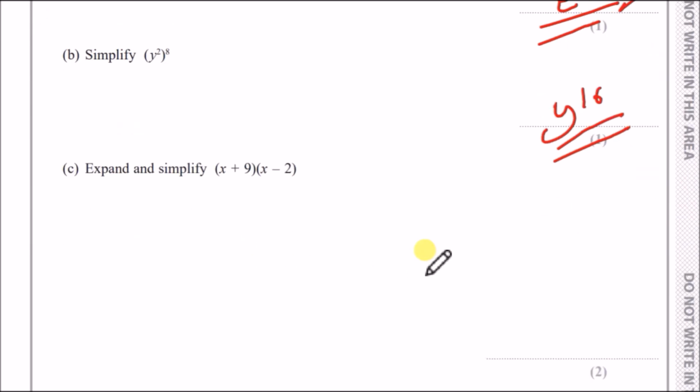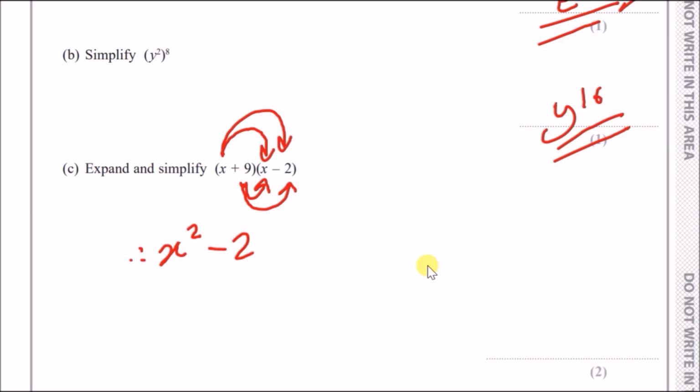Well, when you have double brackets, all you gotta do is literally draw arrows because it helps. So I would say something like this. I always do x times x and x times minus 2 and then 9 times x and 9 times minus 2. Okay, and then just do it step by step. If you do that, you should have an x times x, which is x squared. X and minus 2 gives us minus 2x. 9 times x is plus 9x. And finally, 9 times minus 2 is minus 18.